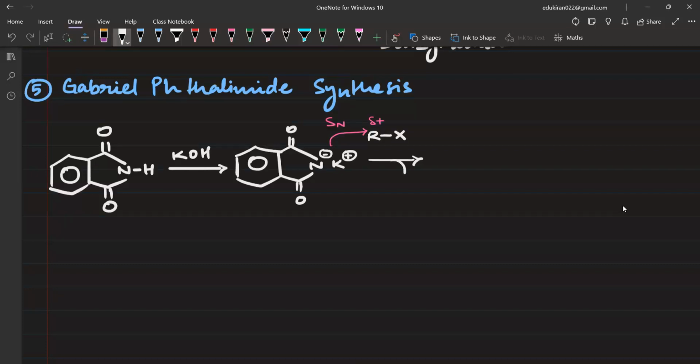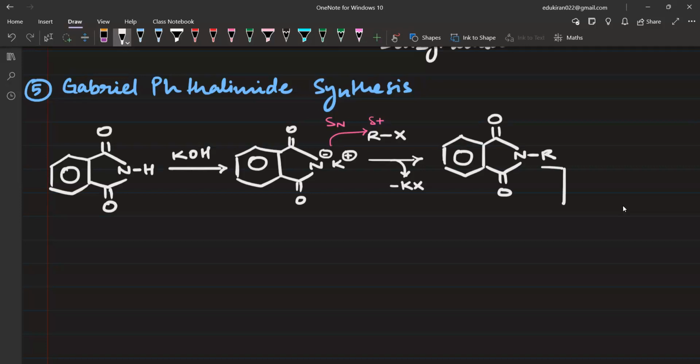As soon as it attacks, the KX leaves from here, minus KX I'm writing, because it is not of importance for us. And what we are remaining with is the benzene ring, C double bond O, C double bond O, nitrogen, which is attached with the alkyl group.